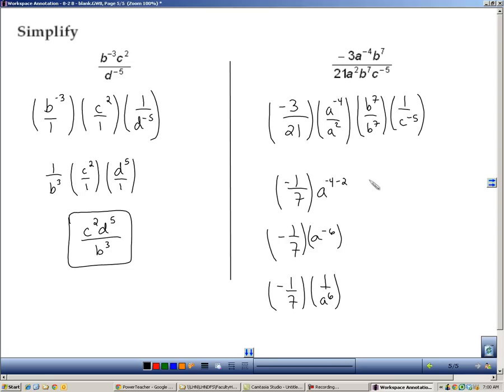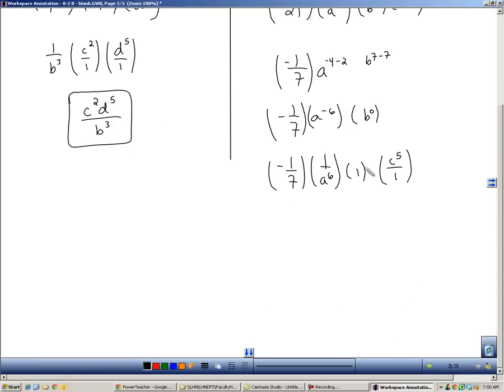Now for the b's, b to the seventh minus 7, it's going to give me a b to the 0, and as we've learned, anything to the 0 power is just a 1. And then over here, to move the c to the negative fifth, to make it positive, we're going to move it up and make it c to the positive fifth over 1.